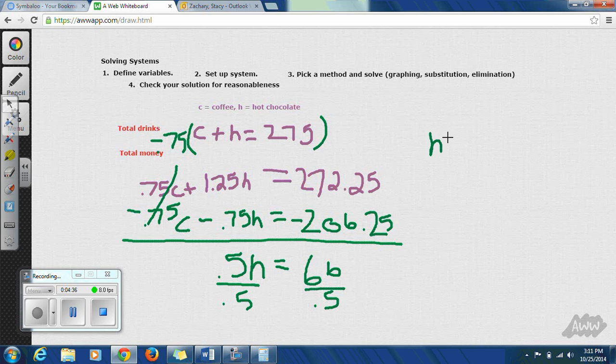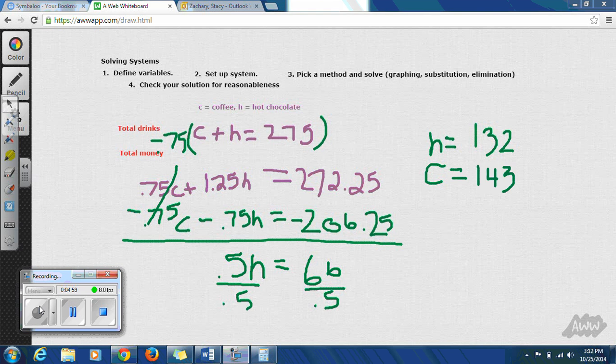That means I should have sold 132 hot chocolates. I sold 132 hot chocolates, and my problem tells me there were 275 total, and the remainder should have been coffee. So 275 minus 132. The remainder would be 143.